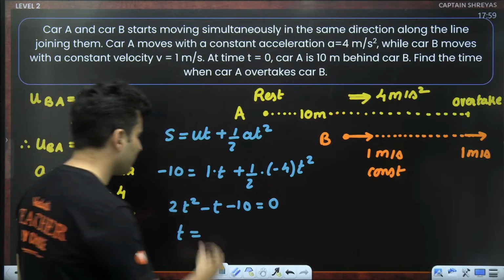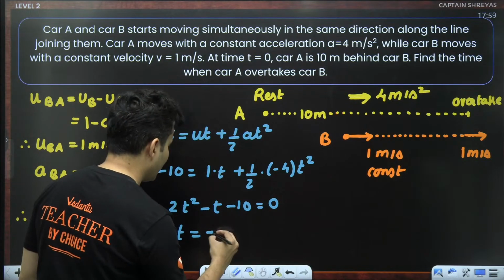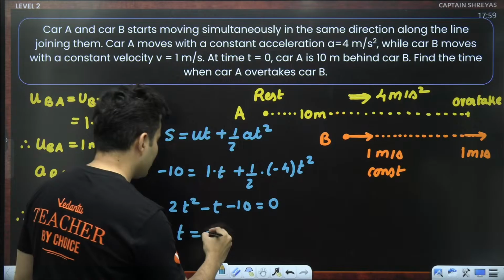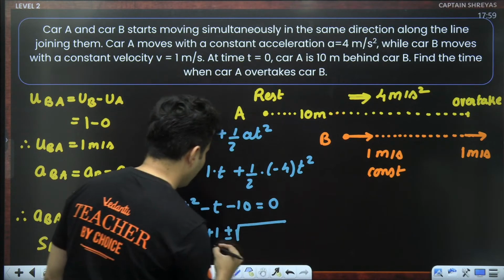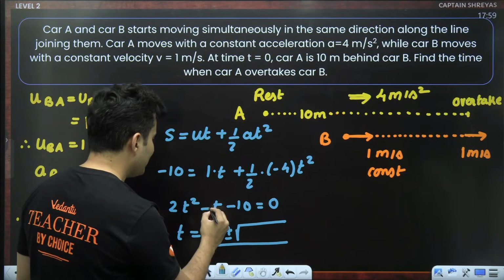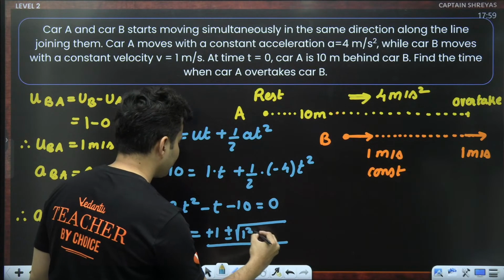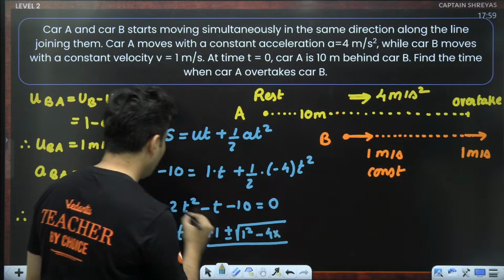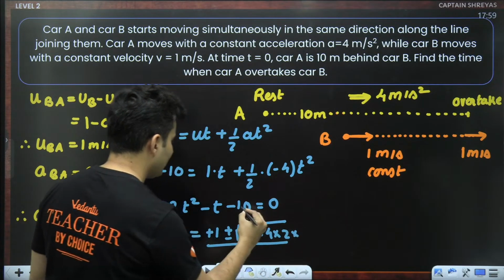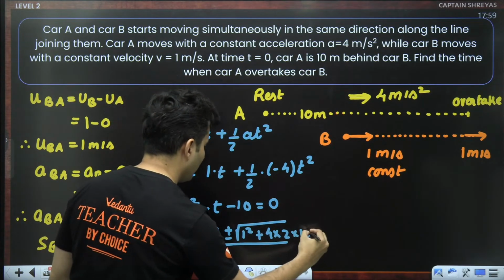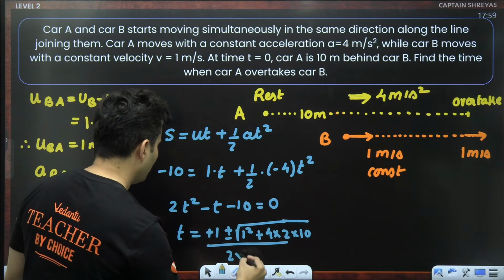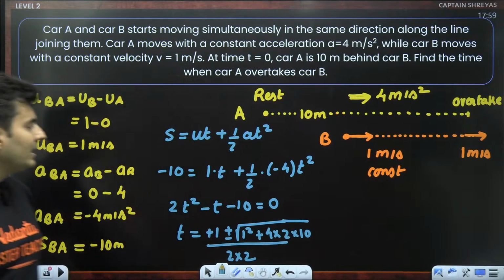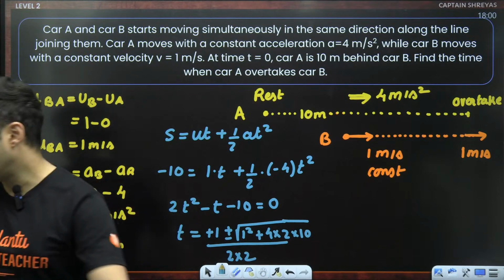So time will be, my dear students, minus b, which is nothing but minus of minus 1, making it plus 1, plus or minus the root of b square, which is 1 square, minus 4 into a into c. c is minus 10, so it will become plus 10 over here. The whole thing divided by 2 times a.